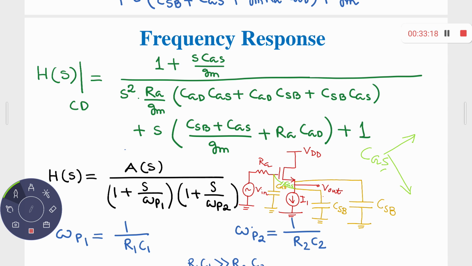One between C, G, D, and the second one is C, S. Instead of writing D, since it's connected to AC ground, I can also write it like C, S, B. Now that CSB is there between source and the bulk. In the bulk, you have already one capacitor. So because of the Miller effect, you don't have any additional capacitor.